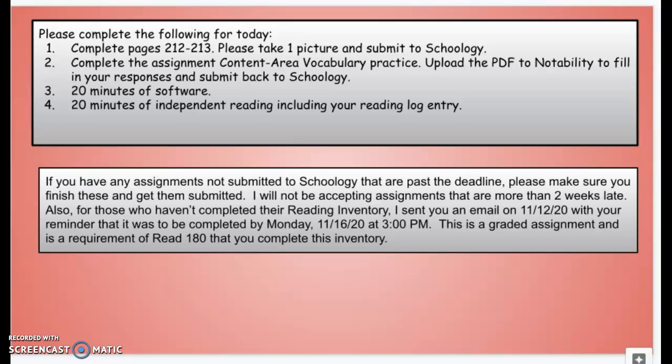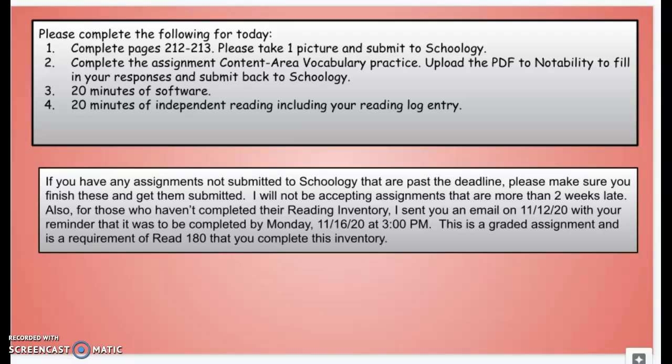Once you've completed pages 212 and 213, you will make sure you do 20 minutes of software and 20 minutes of independent reading, including your reading log entry. Now, at this point, you should have had the bell work and your daily check-in completed because you don't want to fall behind in that as well.